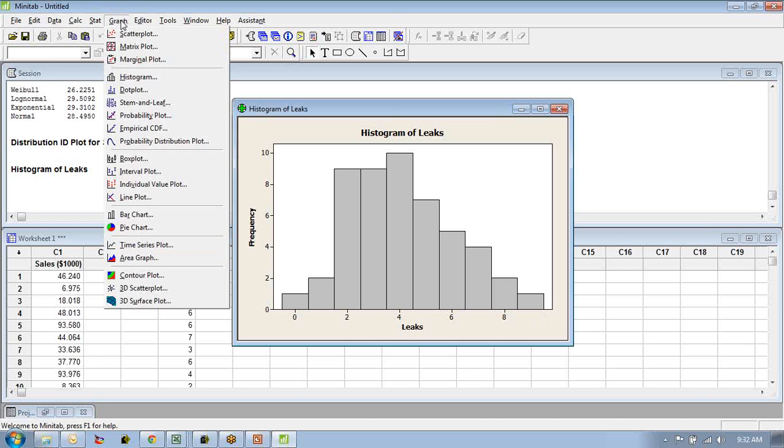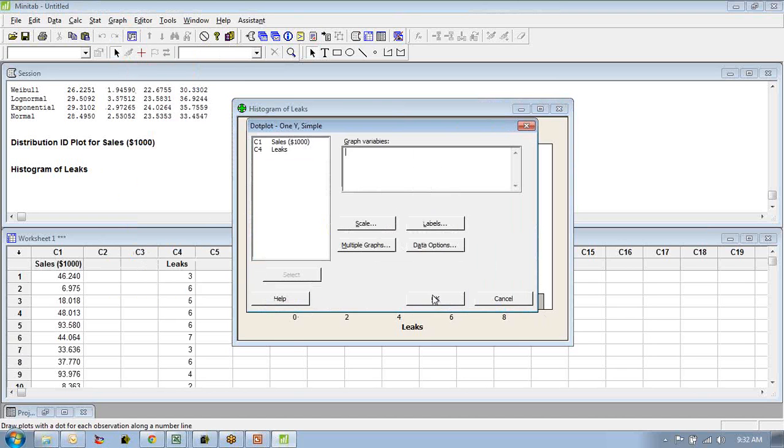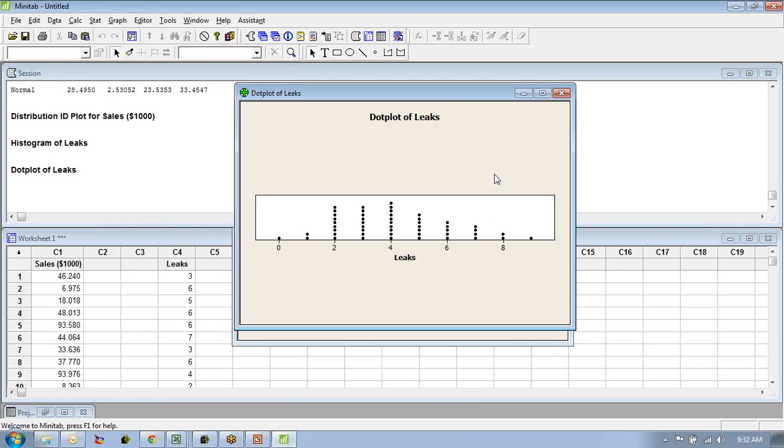But if we look at the dot plot, we're going to see something a little bit different. We're going to see that this only takes on certain values. Look at that. There's no 3.5. There's no 2.5. There's no 2.4. There's only discrete values, right? So we want to know the probability that 5 or more leaks will happen.